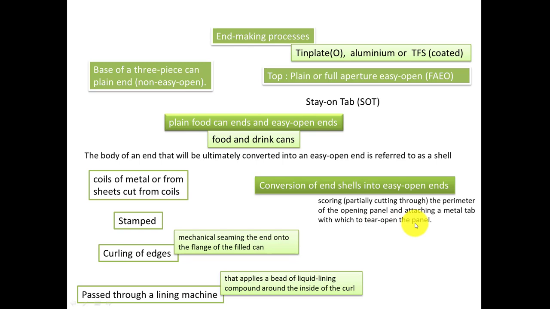See, as I said, there are two types of the end. One is the plain end, and this process defines how to manufacture the plain end. Now, this process is how to prepare the easy open end. To prepare the easy open end, generally we do the scoring. Scoring is partial cutting of the perimeter of the opening panel. We generally make a partial cutting. I think in the coming diagrams you will understand it well.